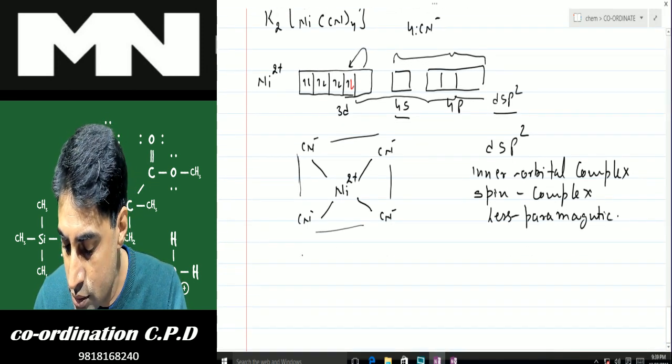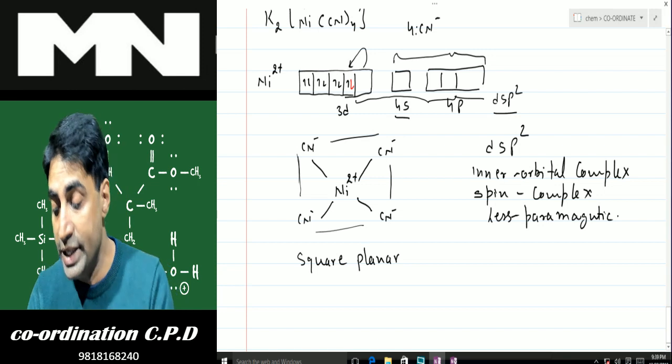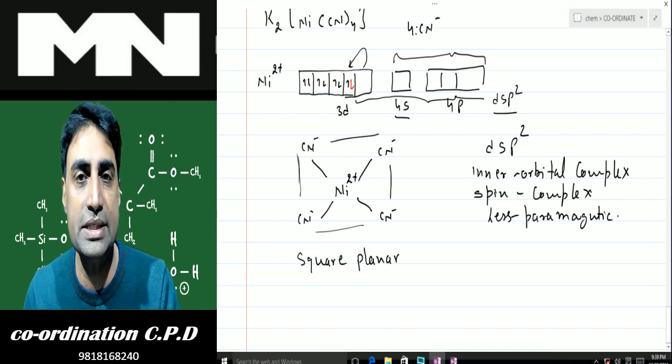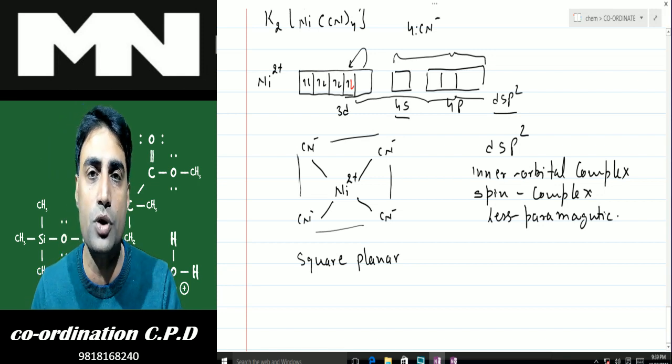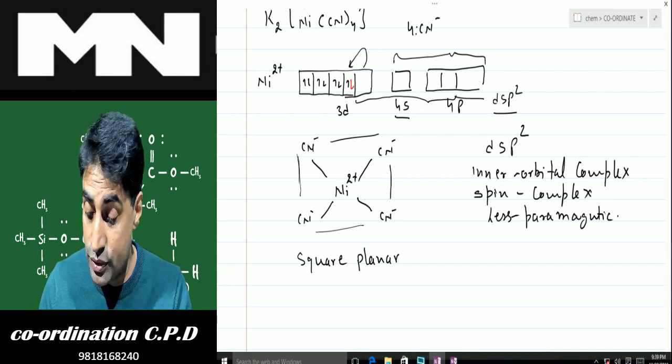This is square planar. So in dsp2 hybridization, it is an inner orbital complex because cyanide is a strong field ligand. It will lead to the formation of a square planar structure.